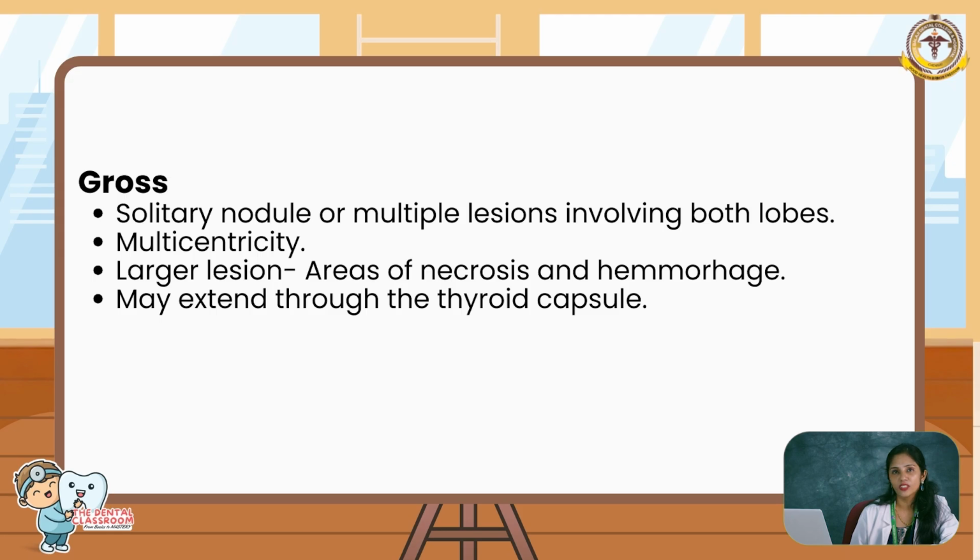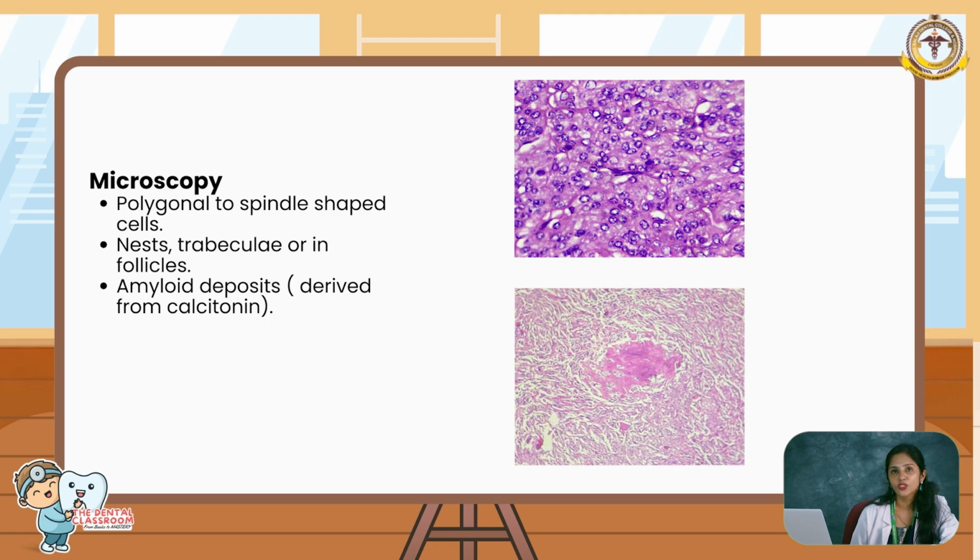So gross, how will it look? Solitary nodule, multiple lesions. So multicentricity can be there. In the larger lesions, you can see hemorrhage and necrotic areas. It can extend beyond the thyroid capsule. Under the microscopy, you will be seeing polygonal to spindle-shaped cells arranged in nests, trabeculae or in follicles. So what will this calcitonin do? You are seeing a homogeneous pinkish area, right? Those are amyloid deposits that are derived from calcitonin.